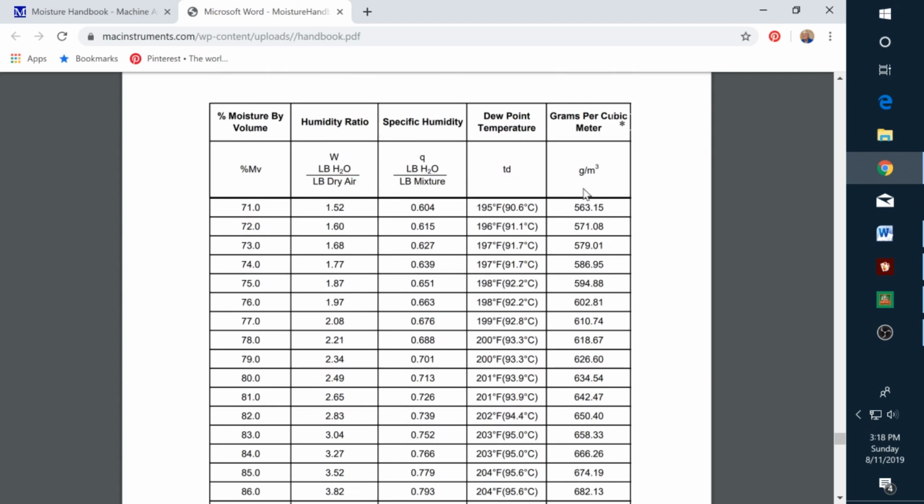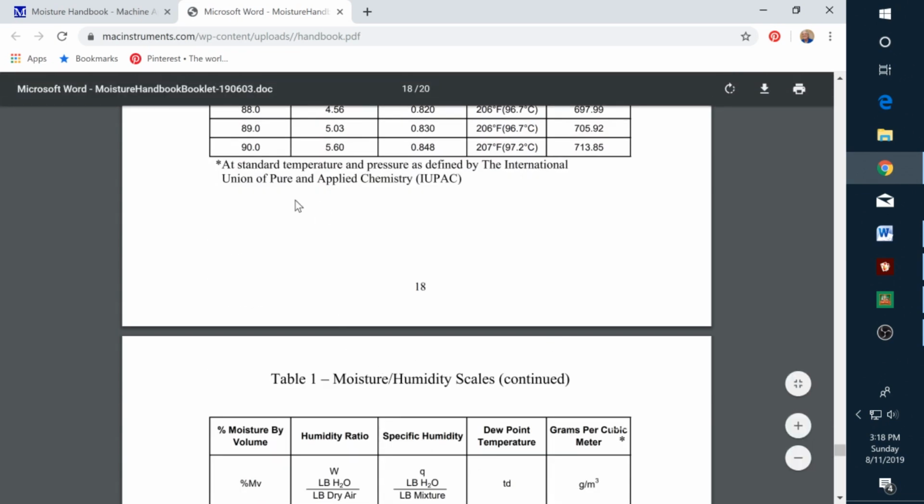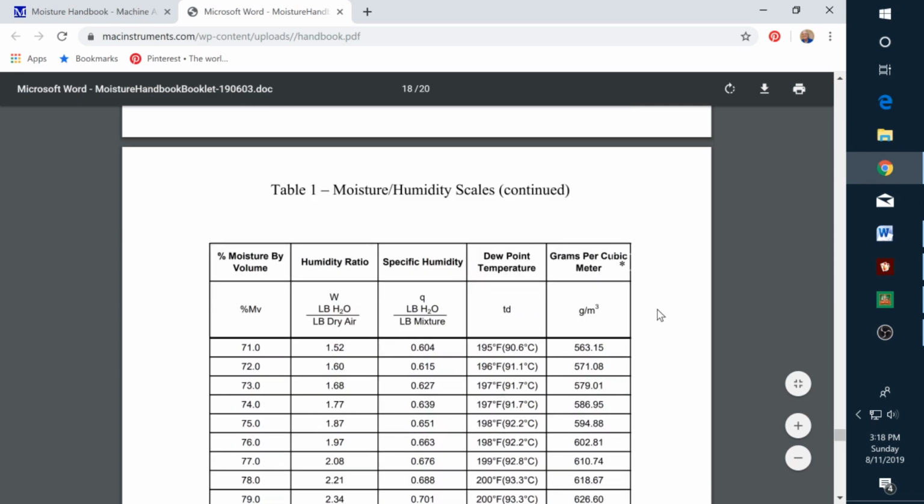Everything here is reflected to a standard temperature and pressure, and that's as defined by the International Union of Pure and Applied Chemistry, which is 1 atmosphere and 0 degrees C. So we know we can't have more than 0.6% moisture by volume at 0 degrees C.